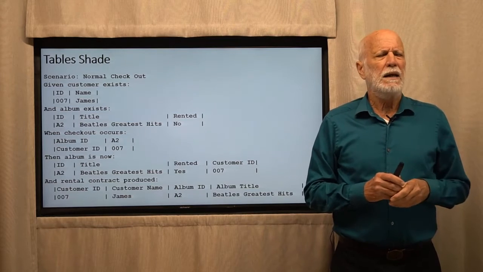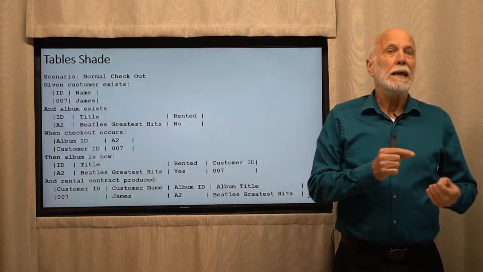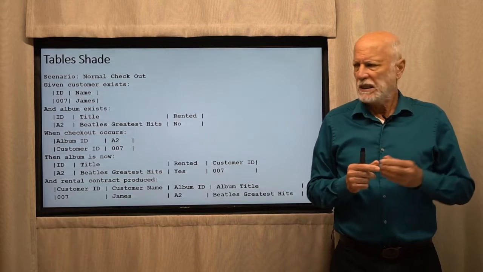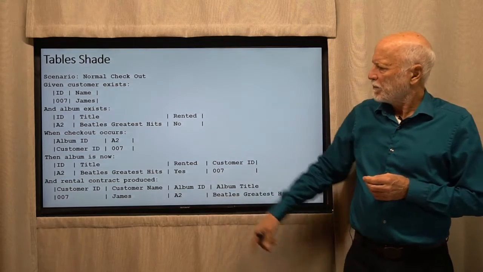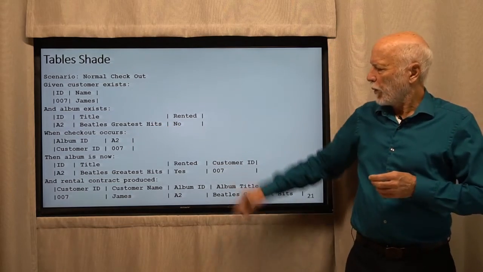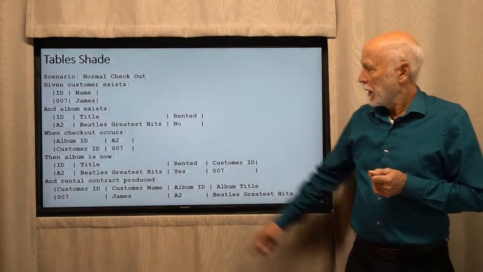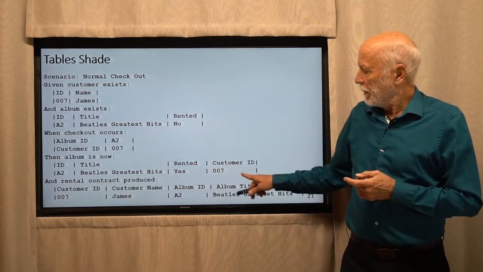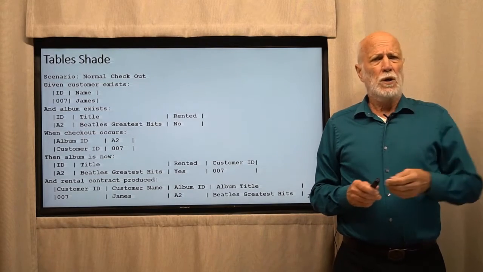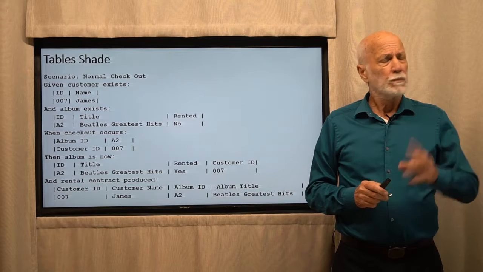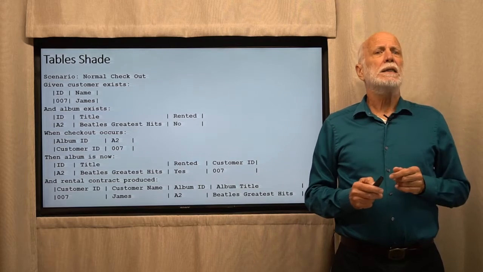Let's look at the table shade. We're going to take that information and, using step-def tables, we're going to put it into a more specific form. There's our ID of James with 007 and our A2 Beatles Greatest Hits not rented. When we check out occurs, A2 is going to be checked out to 007. Now our album is going to be rented to 007 and we'll print a rental contract out. So that's a third shade. We've got our outline, our data or value shade, and our table shade.